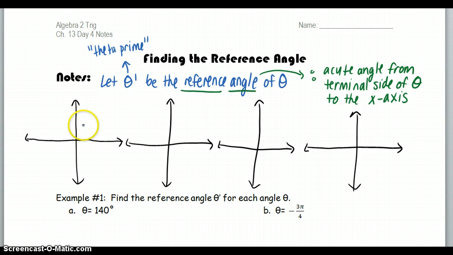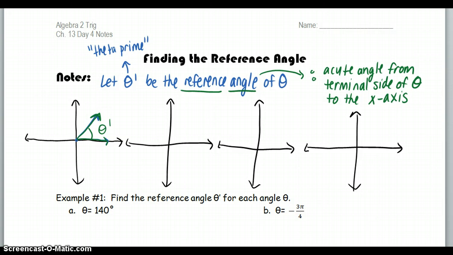Okay, so let's say we are starting with an angle that had its terminal side in quadrant 1. Well, remember, the reference angle is the acute angle from the terminal side of theta to the x-axis. So in these kinds of problems where the terminal side lies in quadrant 1, our reference angle, theta prime, is just that acute angle right there, from the x-axis to the terminal side. So that's what our theta prime would look like.